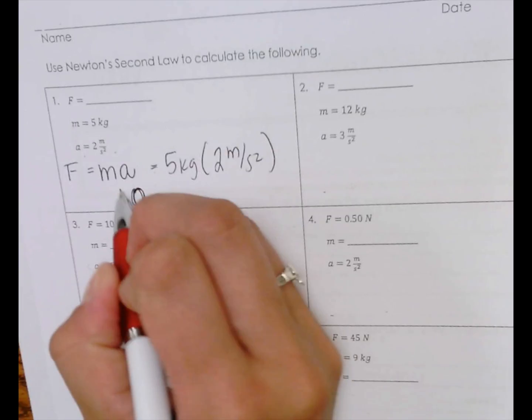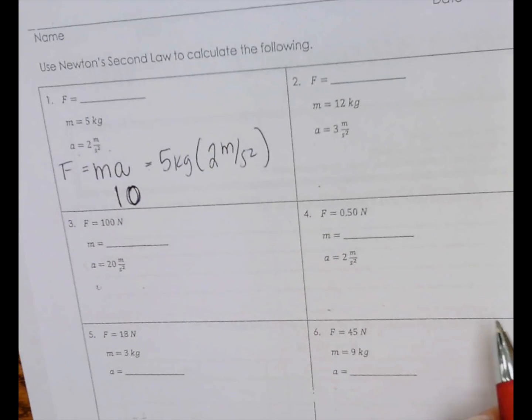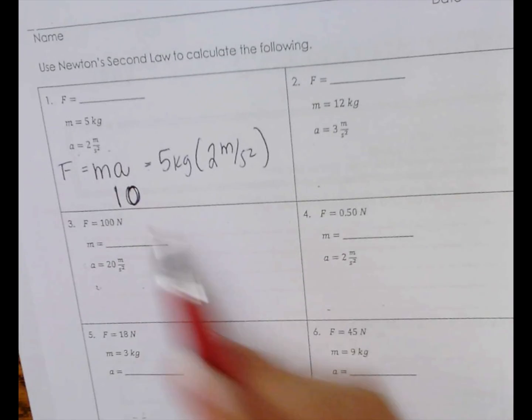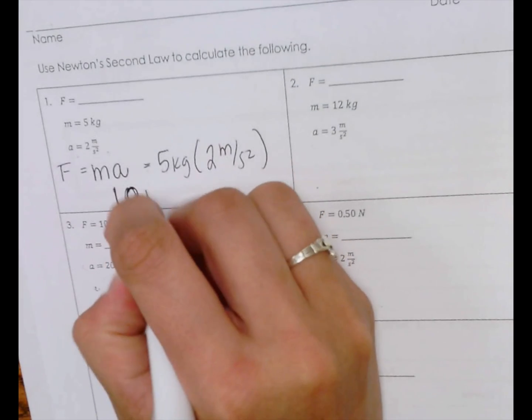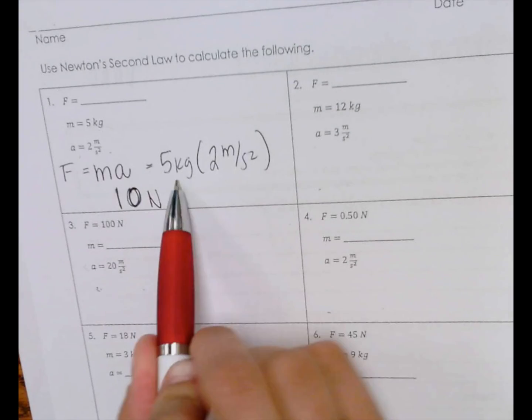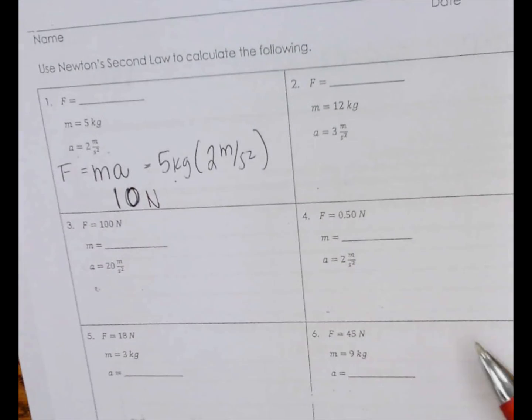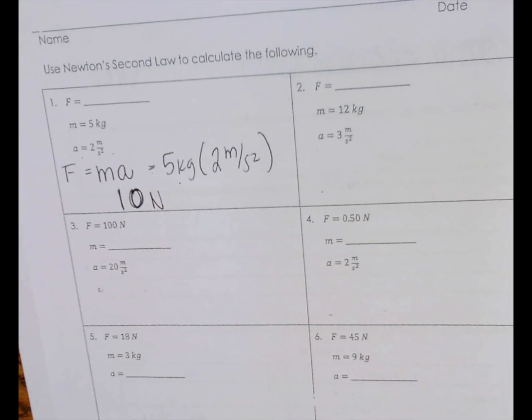Now remember, force is not measured in the units F. It's not measured in the units G or kg. It's measured in the units newtons, okay? And newtons is the same thing as saying kilograms times meters per second squared. It helps us out so we don't have to write quite so much.